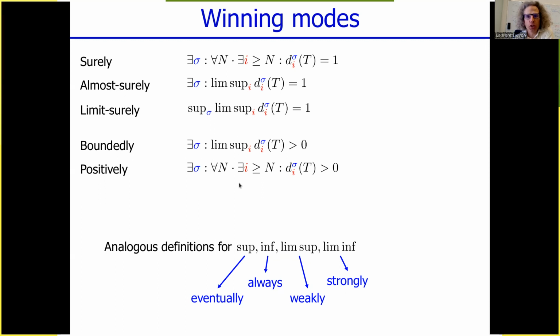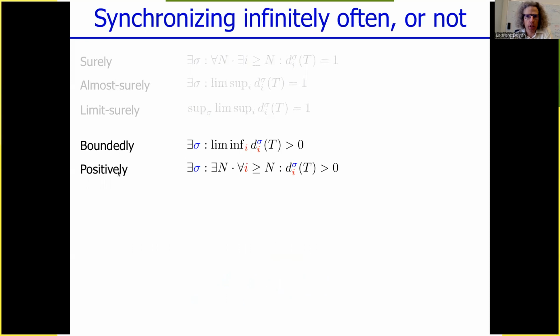So now these are the definitions for weakly synchronizing with lim sup, but we can of course have analogous definitions for sup inf and lim inf. So this gives 20 winning modes. But the sure, almost sure, and limit sure have been studied before. So we will only in this paper address the bounded and positive modes.